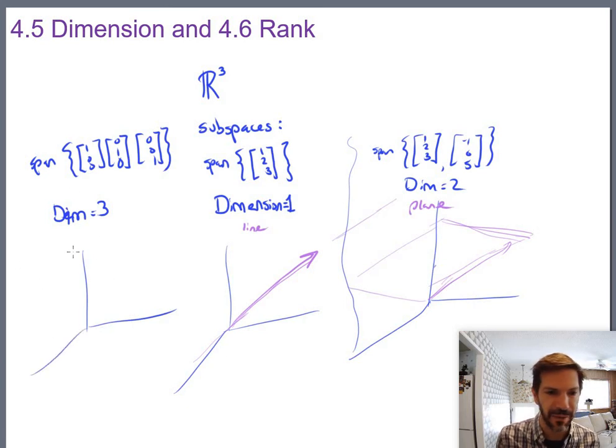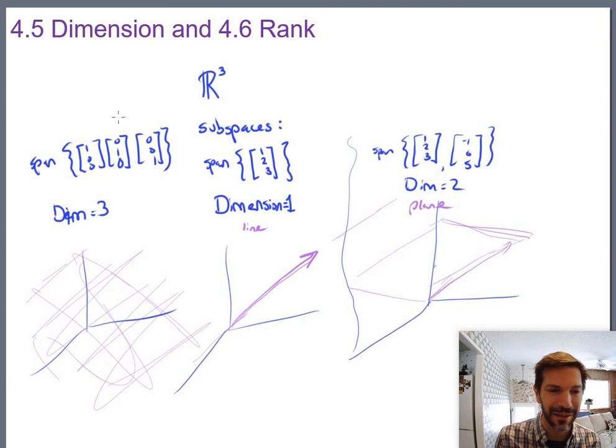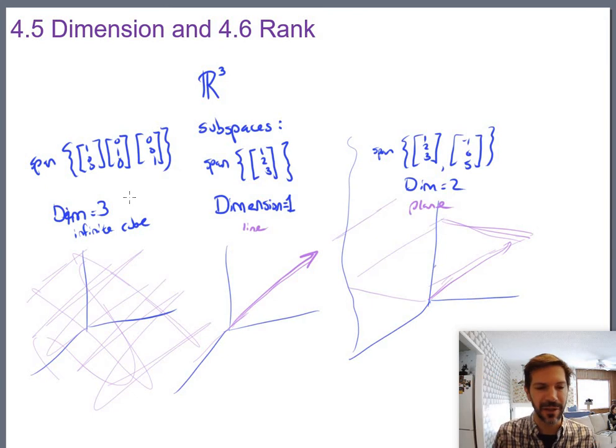So I'm not trying to draw a plane anymore. I'm trying to shade in all of 3 space here. And I don't know if that's exactly a shape, but it's not a line, it's not a plane, it's an infinite cube or something. Sort of think of a cube because you're moving in 3 directions, but it fills all of 3-dimensional space, which is what we like to call 3-dimensional.